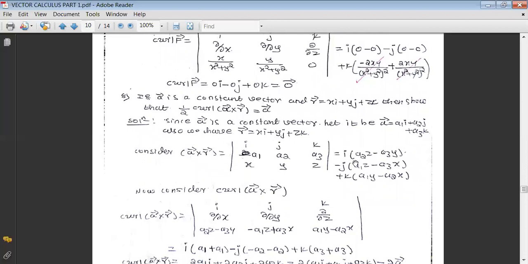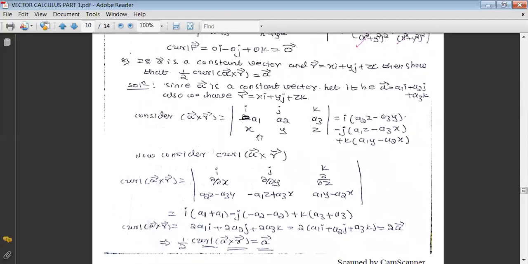Once you evaluate this, we find i into (a2z minus a3y) minus j into (a1z minus a3x) plus k into, leaving this row and this column, (a1y minus a2x). Now this is the cross product of a bar and r bar. Now we have to consider the curl of this a bar cross r bar. Now curl of a bar cross r bar is given by del cross a bar cross r bar.